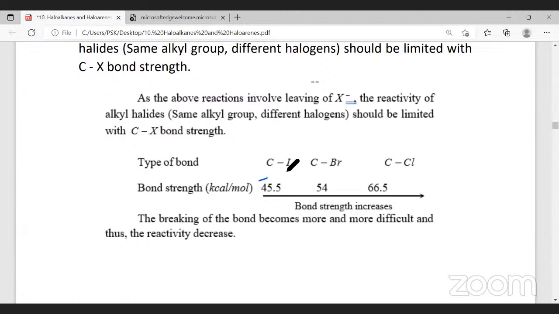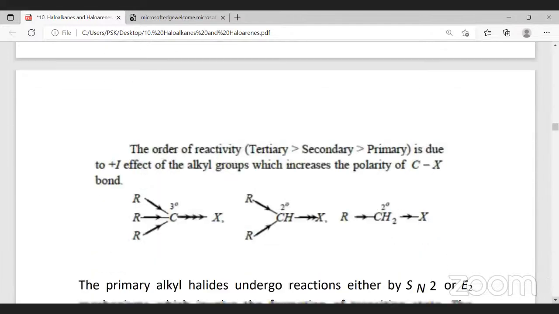Now you can see the type of bond, carbon-hydrogen bond strength is 45.5. Lesser carbon-chlorine bond, the bond strength is 66.5. So the breaking of bond becomes more and more difficult. Thus the reactivity decreases. So when the halogen is chlorine, the reactivity will be slow because breaking this bond takes time. If it is C-I, the bond strength is low. Breaking the bond between C and I will be easy. Therefore, the reaction will be faster with respect to elimination E1 and E2.